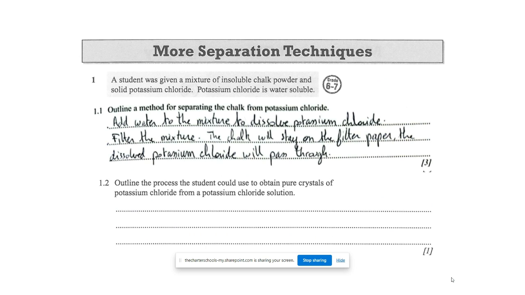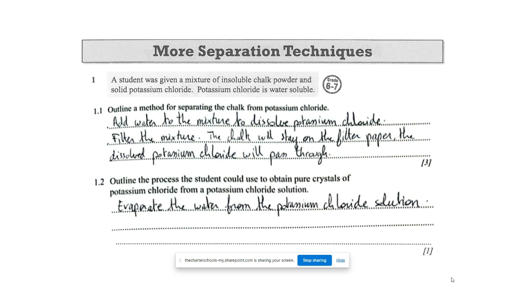How could I get pure crystals of potassium chloride from the solution? Then they would evaporate the water from the potassium chloride solution. The method is called crystallization.